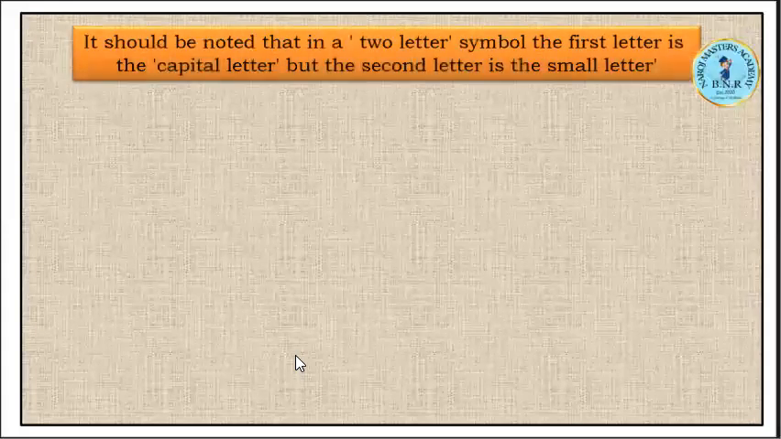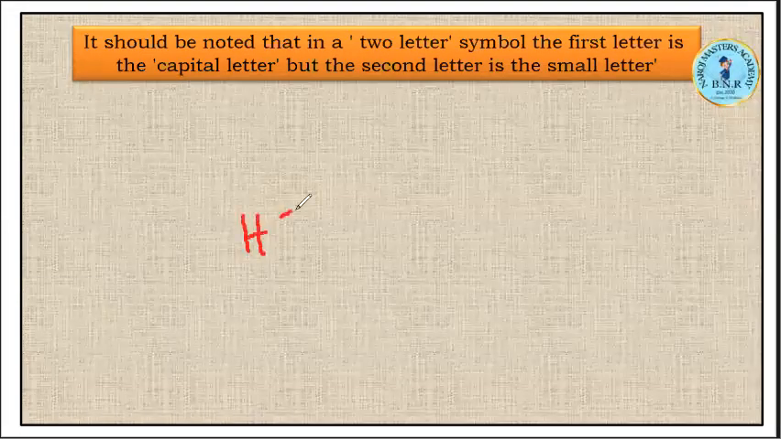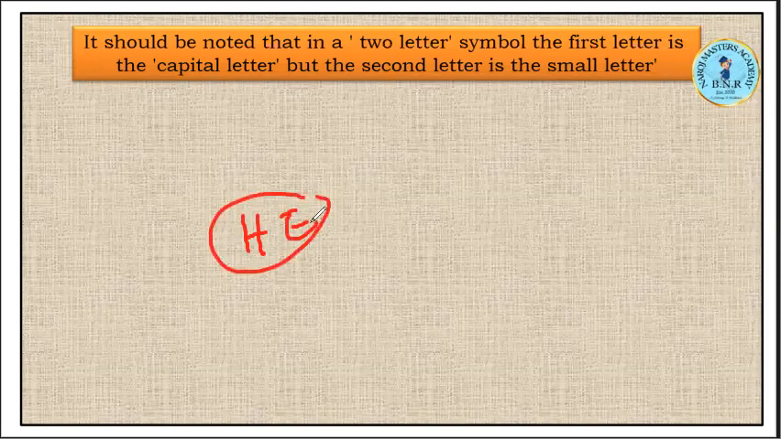Note down those symbols. It should be noted that in a two letter symbol, the first letter is a capital letter, but the second letter is always a small letter. So if I ask you to write helium, don't write HE like this. Always remember, out of those two letters, the first letter is always a capital letter, and the second letter is a small letter.